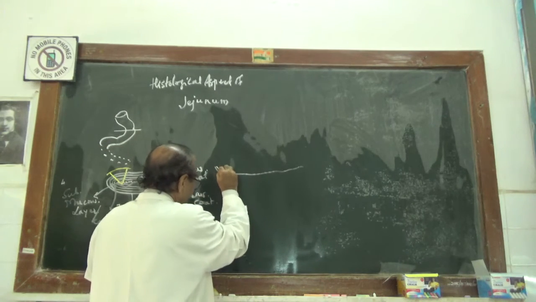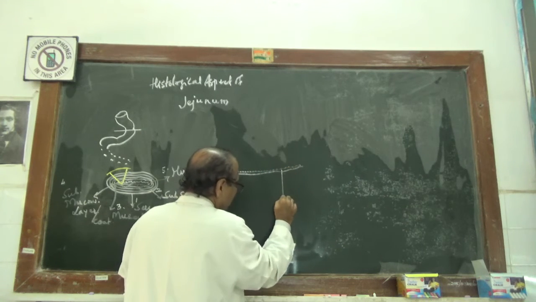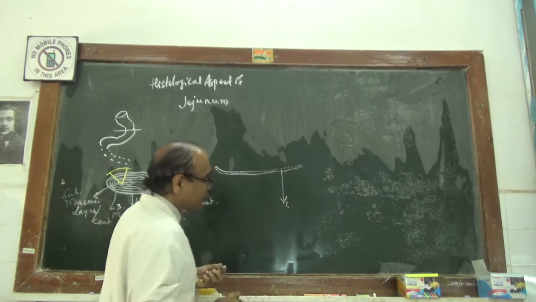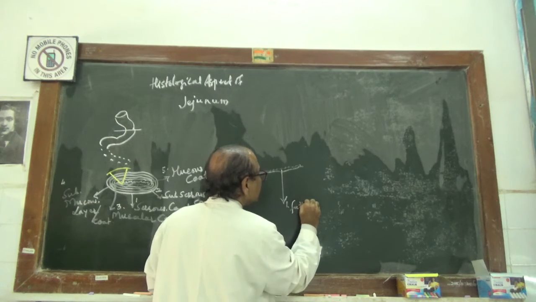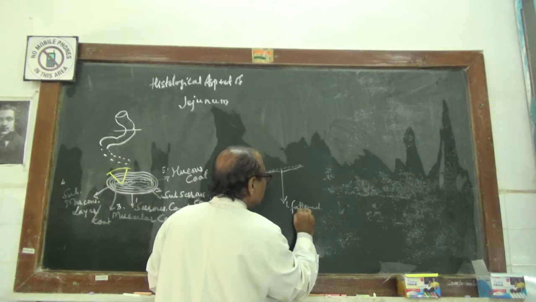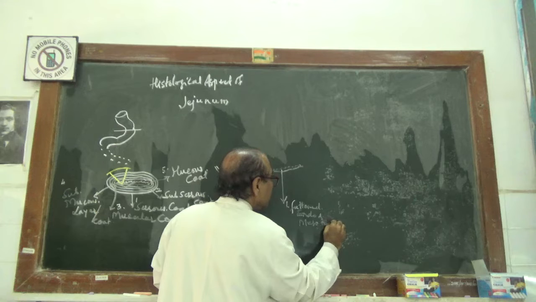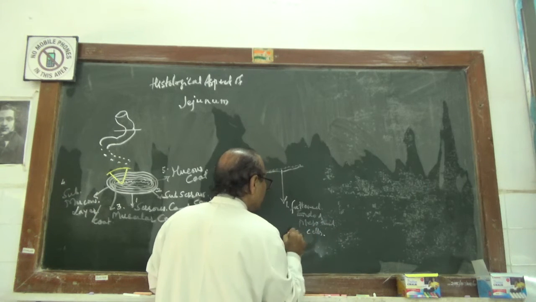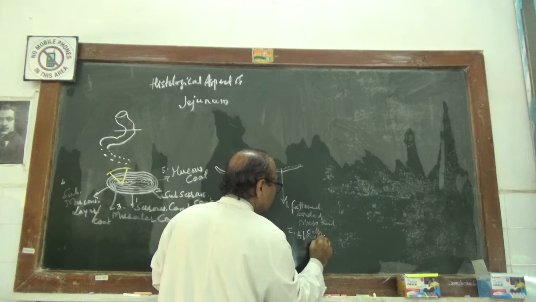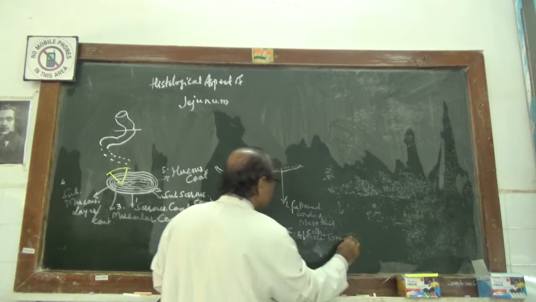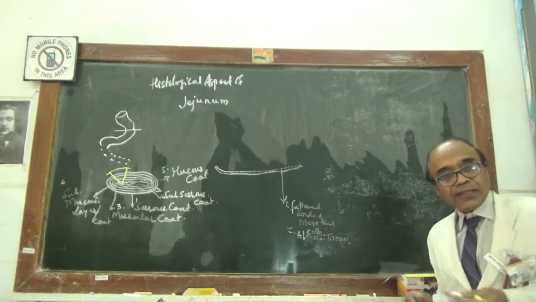So this will be where you can see the serosal layer. The serosal layer consists of flattened endothelial and mesothelial cells with abundant areolar tissue. So this thing will be there.